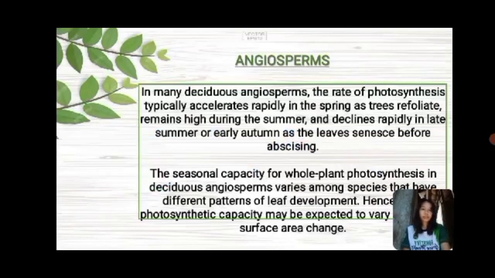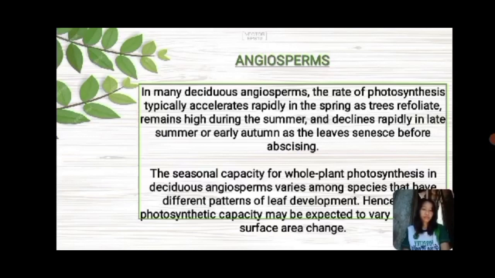Next is angiosperms. The rate of photosynthesis in many deciduous angiosperms usually increases quickly in the spring, stays high throughout the summer, and swiftly decreases when the leaves are starting to wither away in the late summer or early fall. The seasonal ability of the entire plant to photosynthesize.